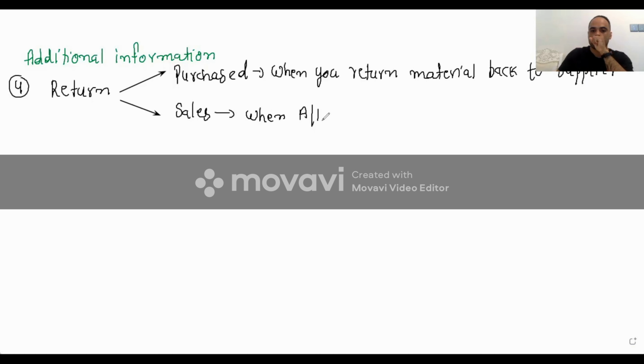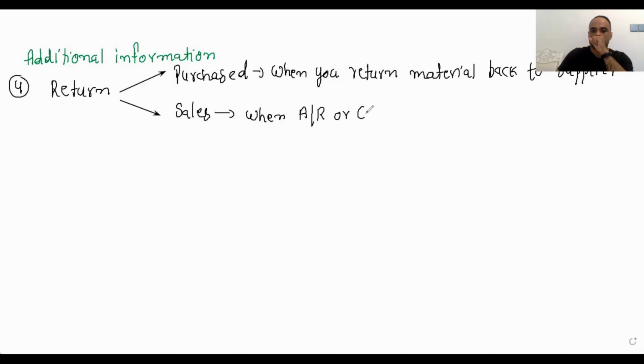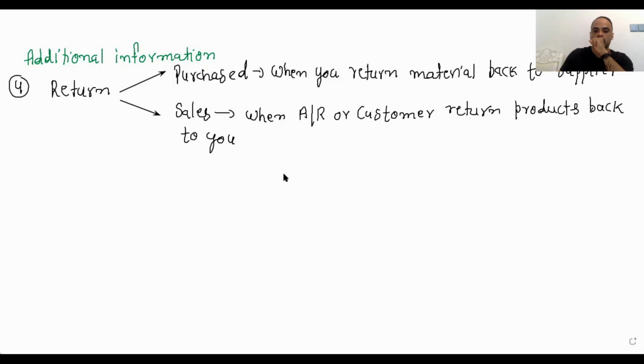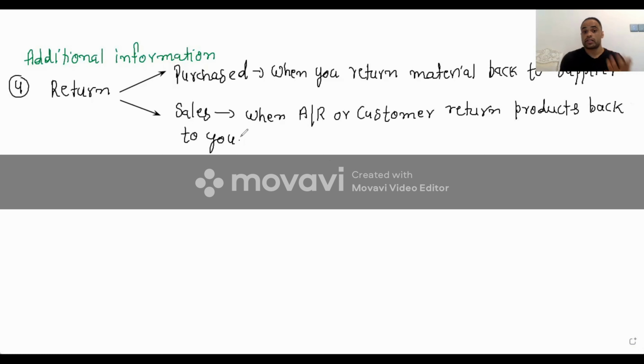And sales return means when account receivable or customer returns products back to you. So obviously sales return is the opposite of your purchase return. Sales return means you sell product to the customers, to account receivable. Maybe product has a problem and later on customer will come back to you and give product back to you. So that's called sales return, means you receive your product back, all right?